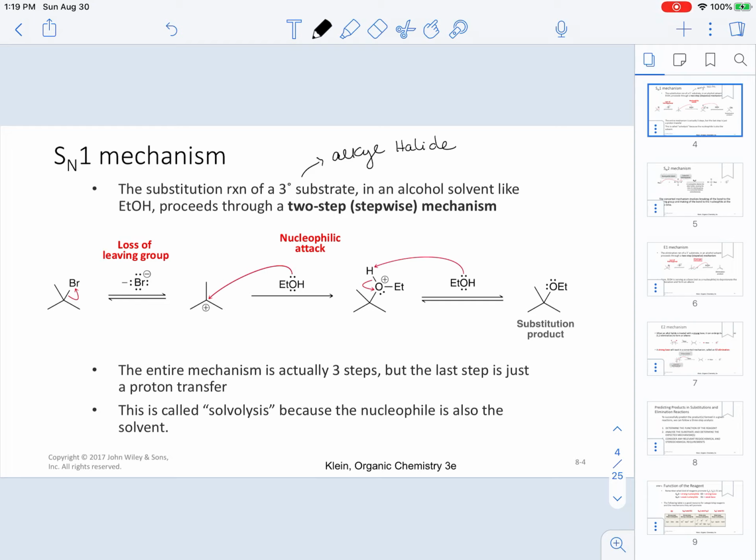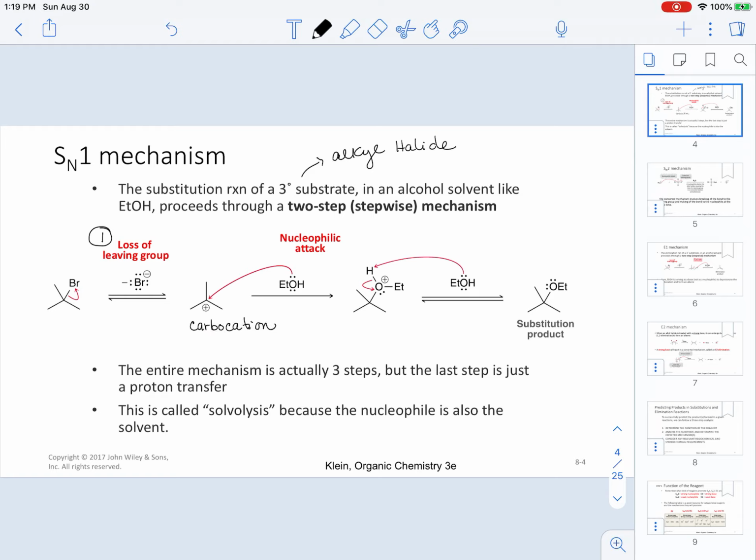So understand that when we have the SN1 mechanism, this mechanism is going to be occurring in two steps. The first step of the reaction is where the leaving group leaves. This forms a carbocation.